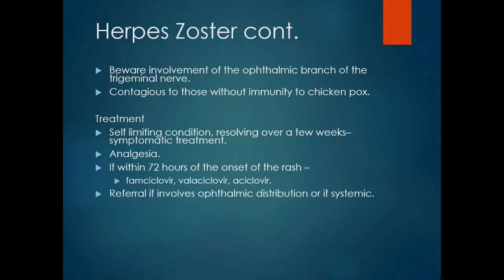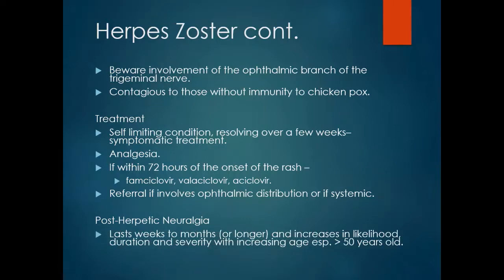And as we've said, referral if an ophthalmic distribution is identified or if there are systemic features such as pneumonia or encephalitis, which is fairly rare. Post-herpetic neuralgia is pain in the affected area which develops or continues after the rash has subsided. This is a difficult condition. It can last from weeks to months or longer, and the risk of it developing increases with age, so basically the duration and severity with increasing age are worse, particularly over 50-year-olds.